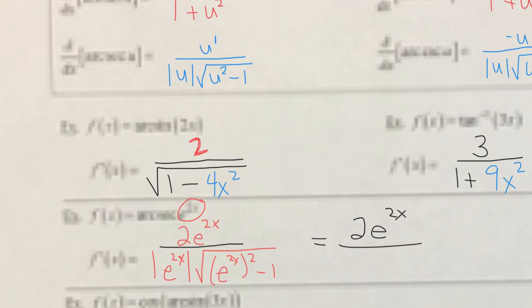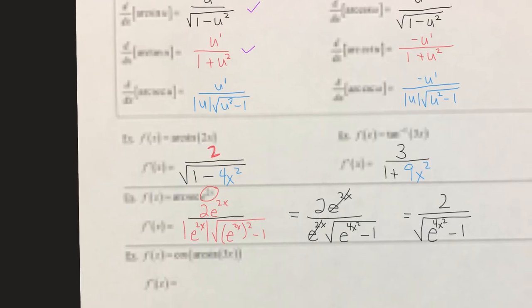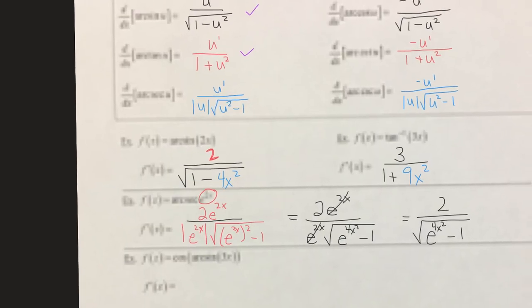2e to the 2x over e to the 2x, right, is always positive anyway. So we don't need absolute value bars around that. Over e to the 4x squared minus 1. Okay, you could probably divide e to the 2x by e to the 2x to simplify down to its final form of e to the 4x squared minus 1. Okay, so anytime we're taking a derivative of a trig, we're going to use the formula and simplify it as much as we possibly can.